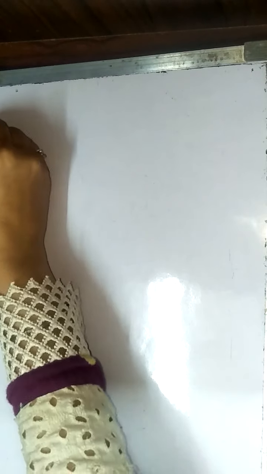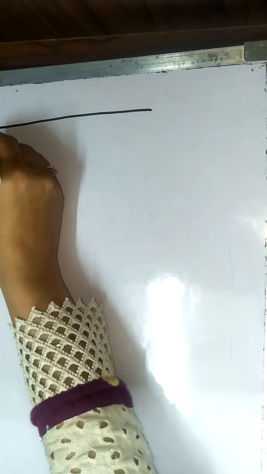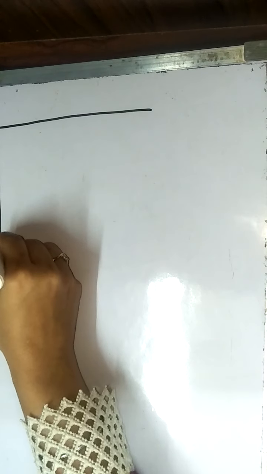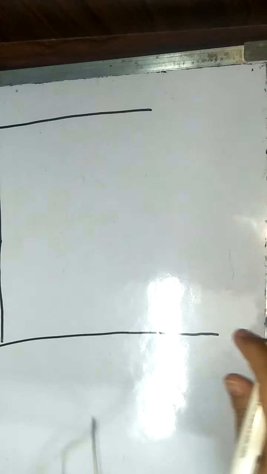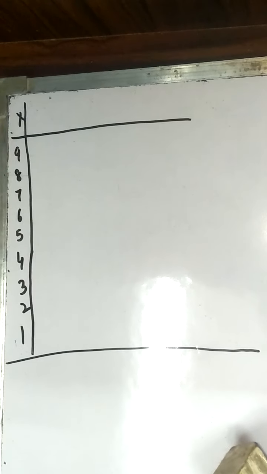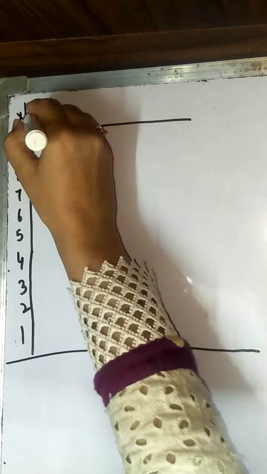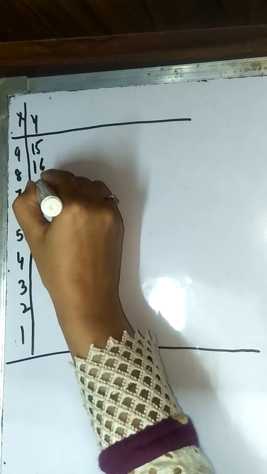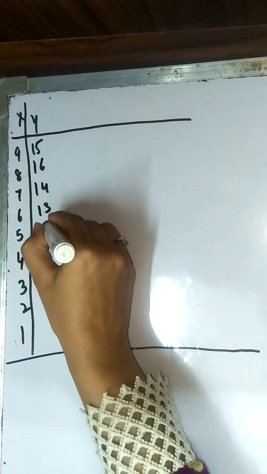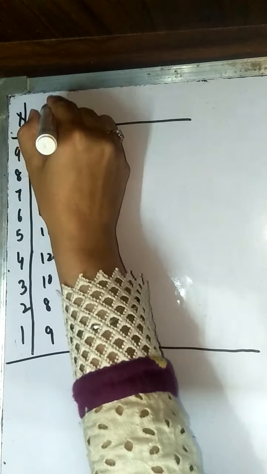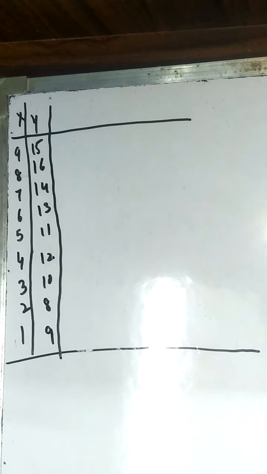So we take two observations. Variable x is 9, 8, 7, 6, 5, 4, 3, 2, 1, and we take variable y as 15, 16, 14, 13, 11, 12, 10, 8, 9. So this is our variable y.